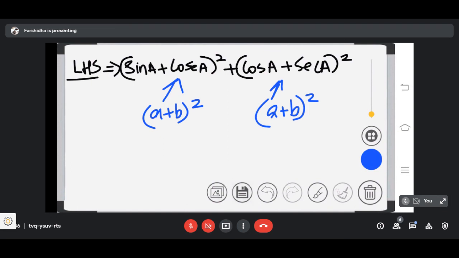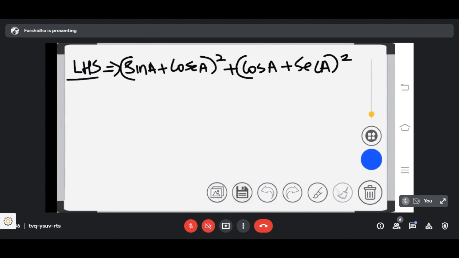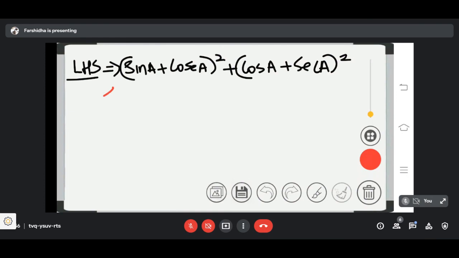So you can expand both in the form a square plus 2ab plus b square. So we're going to expand both together. Below that, write expanding (a plus b) whole square equal to a square plus 2ab plus b square.